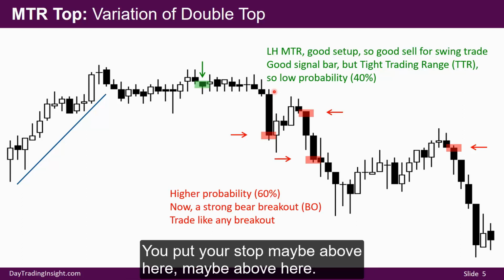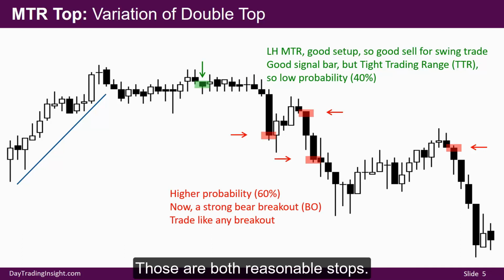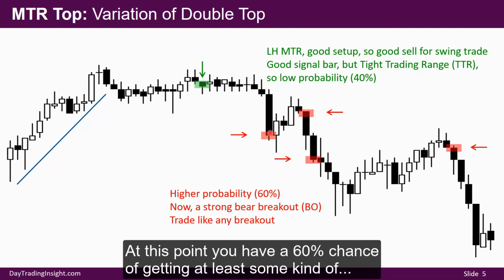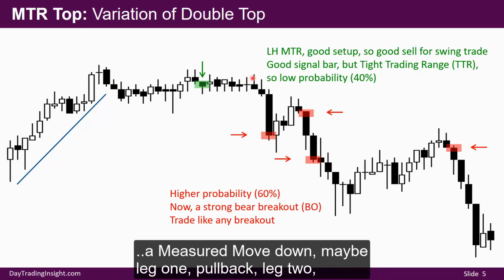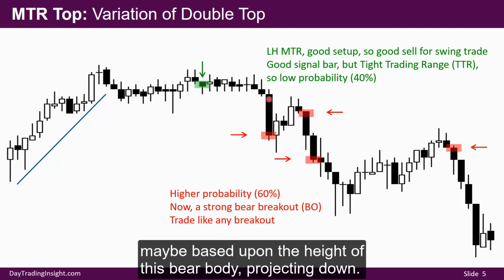You put your stop maybe above here, maybe above here. Those are both reasonable stops. And at this point, you have a 60% chance of getting at least some kind of a measured move down. So maybe leg 1, pullback, leg 2, maybe based upon the height of this bear body projecting down.